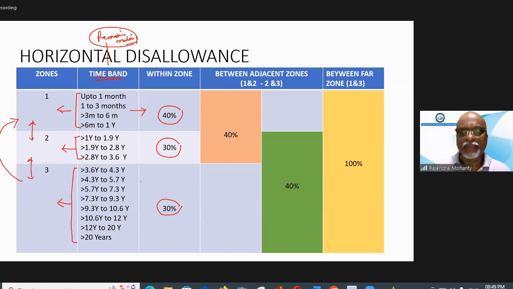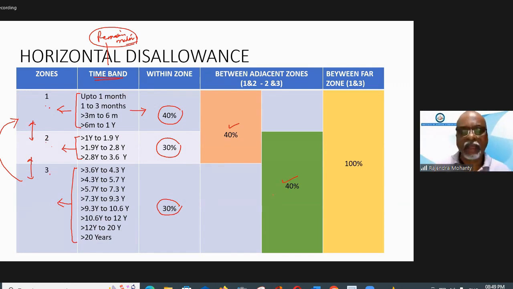Now there might be a possibility that it can happen between adjacent zones. In adjacent zones, as I told you, that can happen in 1 and 2. If it is happening between 1 and 2, then 40% is the horizontal disallowance. If it is happening between 2 and 3, 40% is the horizontal disallowance. And if it is happening between 3 and 1, then it is 100%. So 1 and 2, 2 and 3 are 40%. Between the far zones, that is 1 and 3, it is 100%.